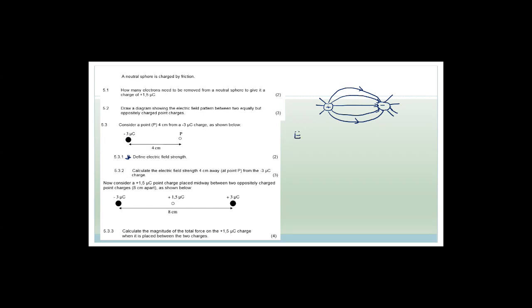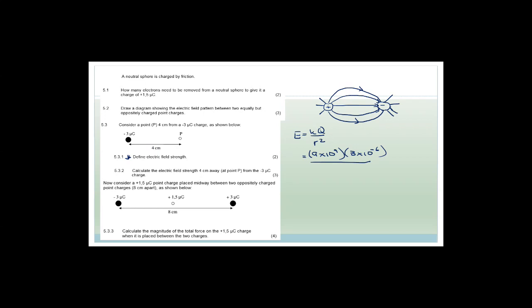Okay, so E is equal to kQ over r squared. The k is easy, it's 9 times 10 to the 9. The Q is this charge here, which is minus 3 microcoulombs, so I'm going to just write that as 3 times 10 to the minus 6. And the distance is in centimeters. What do we need the distance to be? We want the distance to be in meters.